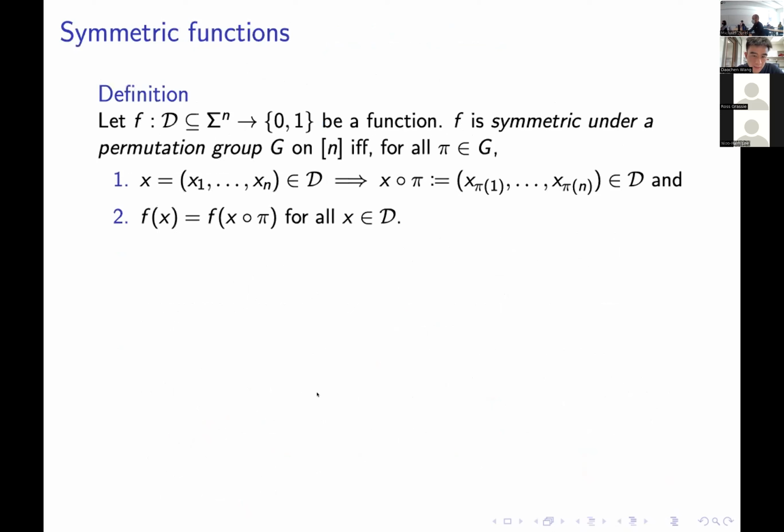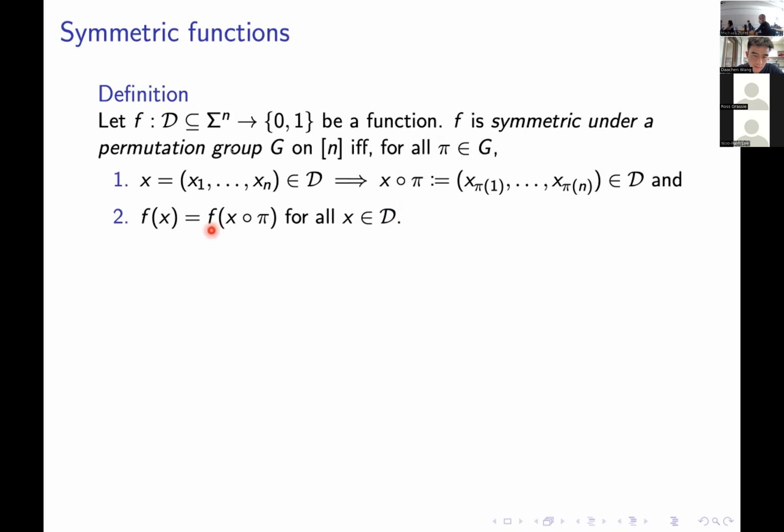Now, group theory is the mathematical study of symmetries, and we say a function f is symmetric under a permutation group G on [n] if for all permutations pi in G, the domain is invariant under pi, so that's the first condition. And secondly, the function itself is invariant under pi.